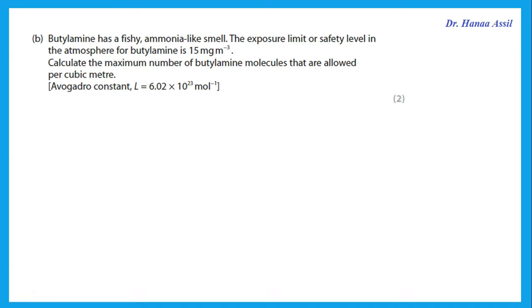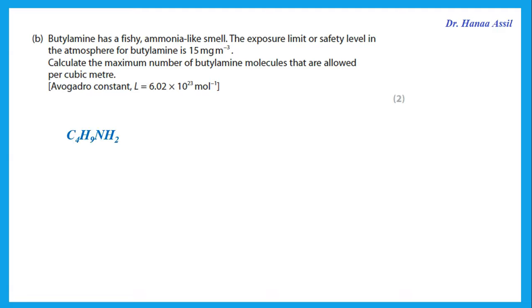Butylamine has a fishy, ammonia-like smell. The exposure limit or safety level in the atmosphere for butylamine is 15 milligrams per meter cubed. Calculate the maximum number of butylamine molecules that are allowed per cubic meter. So we want to know this 15 milligrams in a cubic meter is how many molecules.